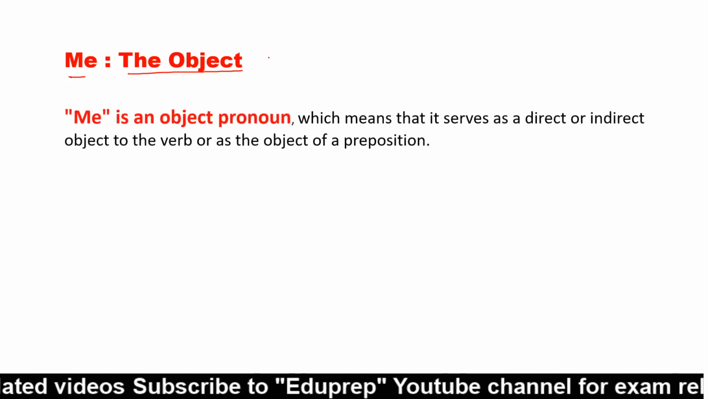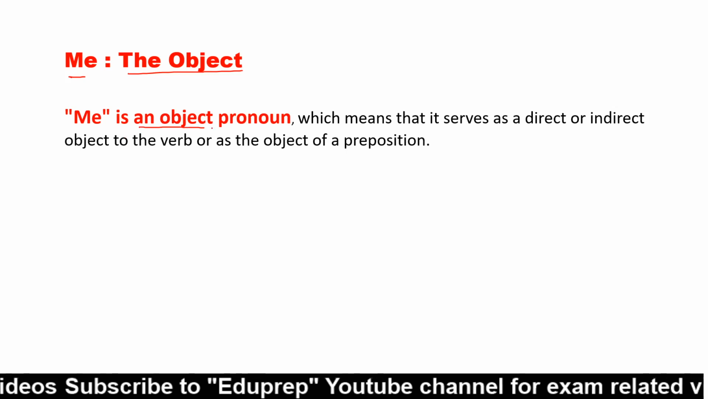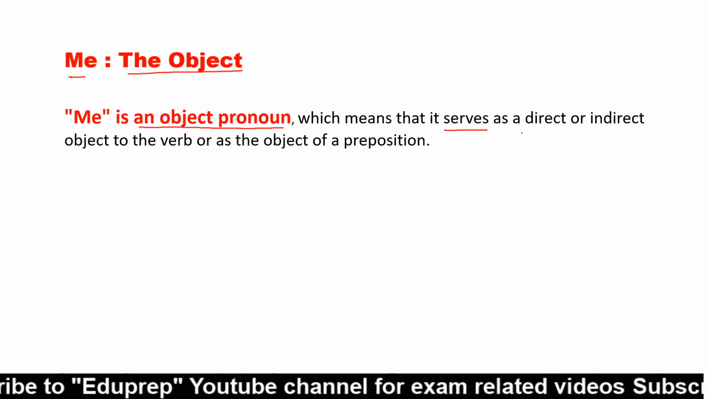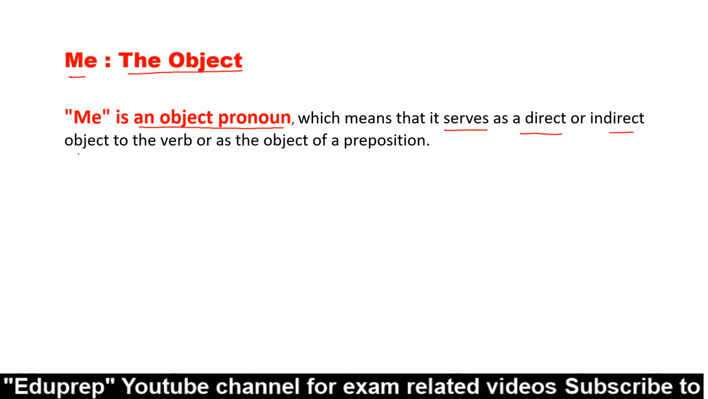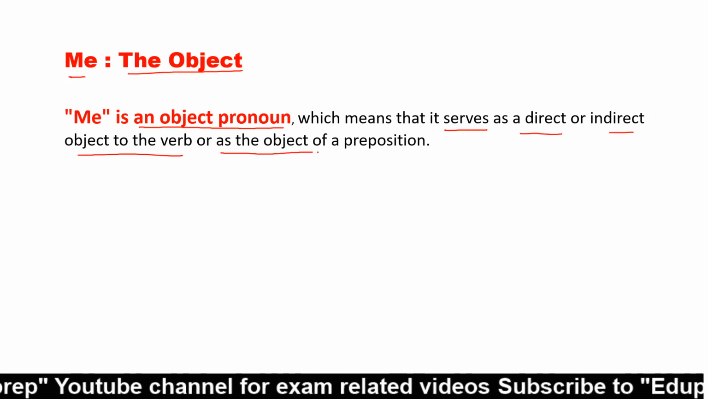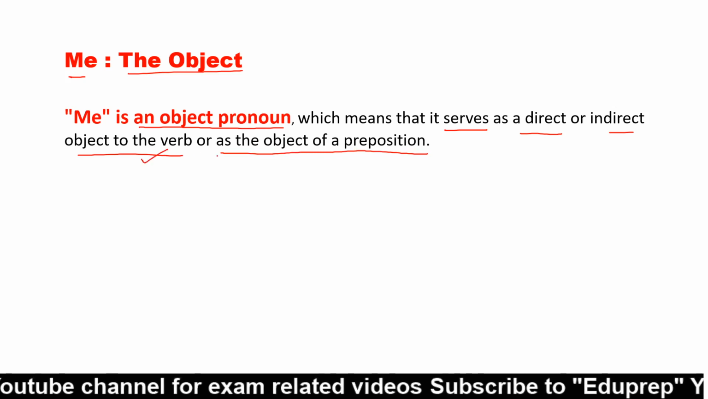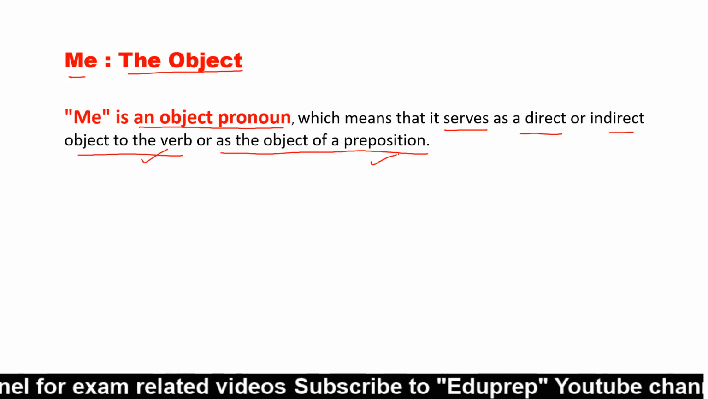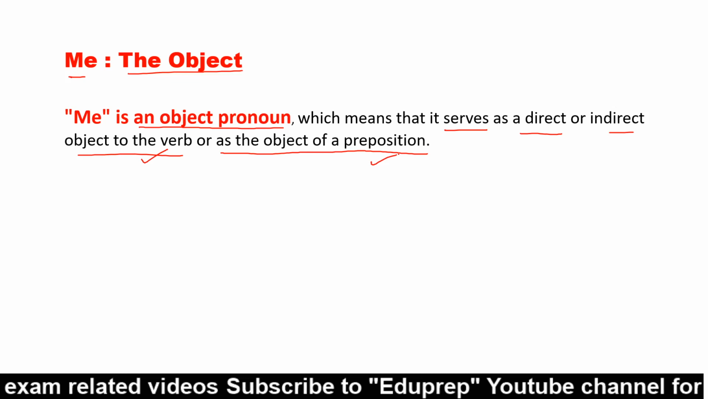So "me" is basically the object. That simply means it receives the action. The subject performs the action and the object always receives the action. So if I talk about the explanation, it's an objective pronoun or an object pronoun, which means that it serves as a direct or indirect object to the verb or as the object of a preposition. So these two are the most important concepts that we need to keep in consideration while using "me" or any kind of objective pronoun in a sentence.